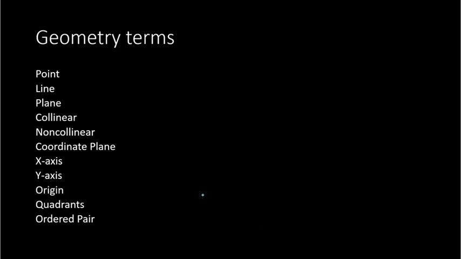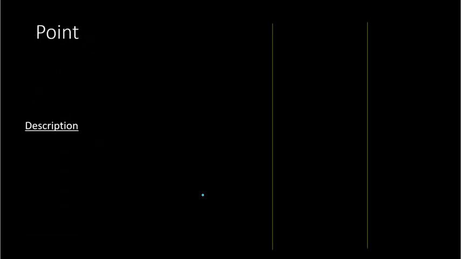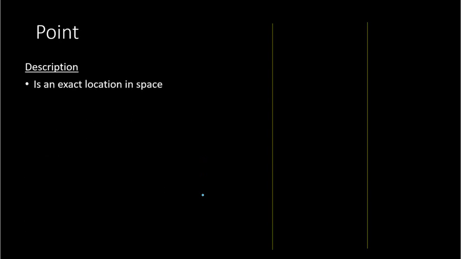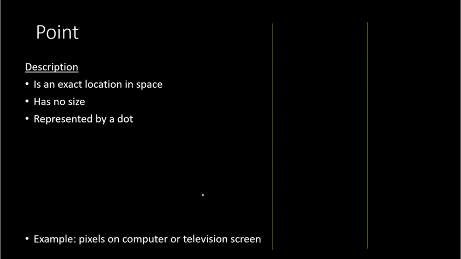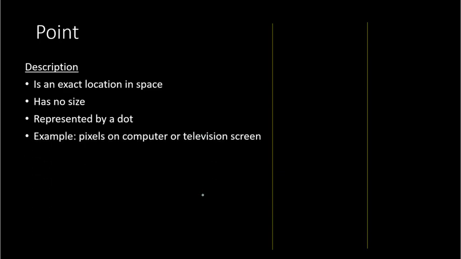So to begin with term number one, we have first a point. Now a point we can describe as being in an exact location in space. A point has no size and is represented by a dot. So an example of this would be the pixels on your computer or television screen. All right, your screen is made up of thousands of pixels, little dots, and each pixel would be considered a point. And this is named with a capital letter.